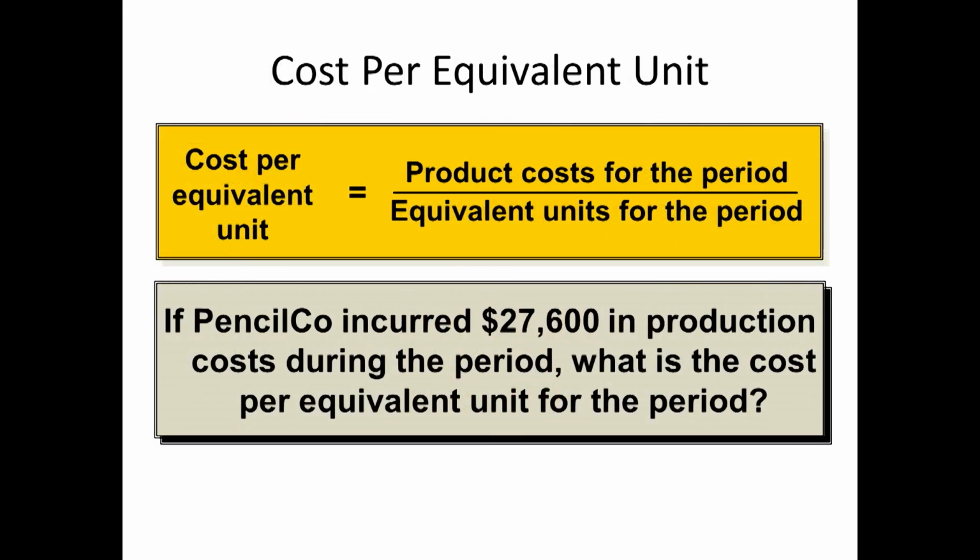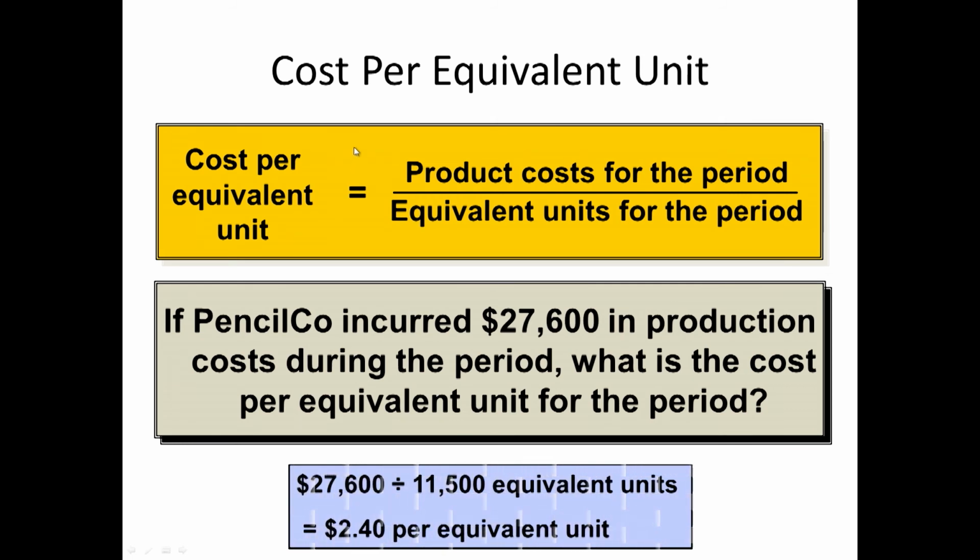Now, what is our cost per equivalent unit? Well, we take our product costs divided by those equivalent units that we calculated. For example, if Pencil Company incurred $27,600 in production costs during the period, what is the cost per equivalent unit for the period? Well, we would take $27,600 divided by the 11,500 equivalent units, and we would get $2.40 per equivalent unit. Does that make sense?